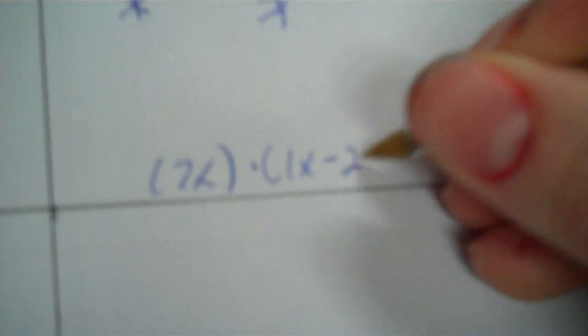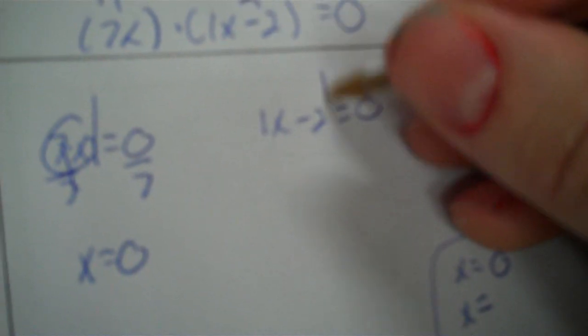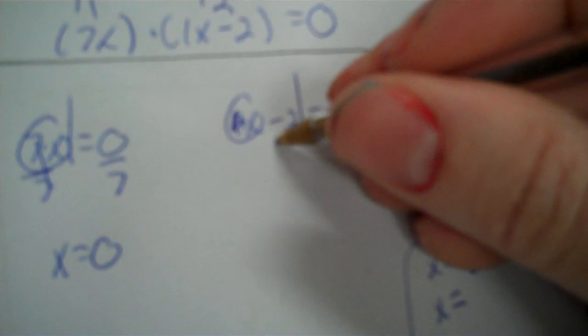Okay, 1 is 1 times 1. Is x to the second power? Well, that's the only way you can go, x times x, so we can't do that one. So if you can't do it, then delete it, and you bring that 1x minus 2 over here. Okay, so f1, f2. So 7x could equal 0, or 1x minus 2 could equal 0. So divide by 7, and that's 0. Take that 1 off. If it's a 1, you don't need to use it. Plus 2, and x equals 2.